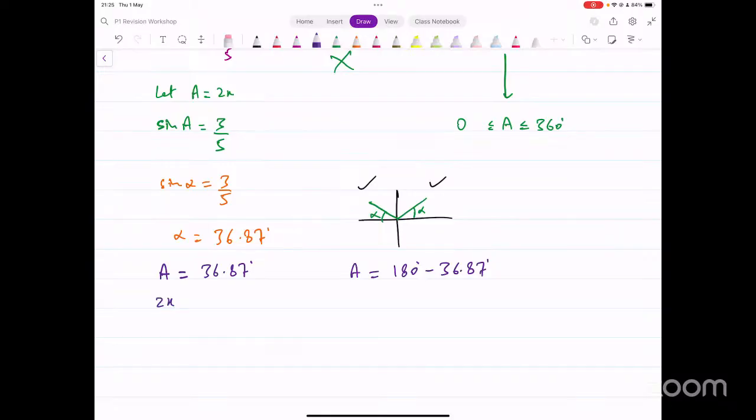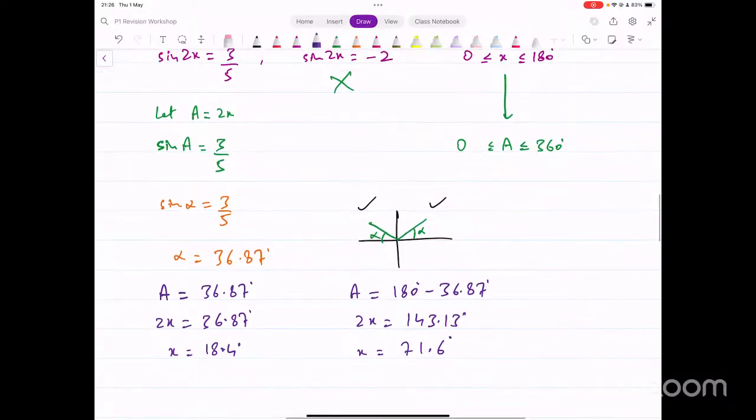Put that substitution back, you get 2x equals 36.87 or 2x equals this, whatever this is, 143.13. And you find the value of x from this: 18.4 from here and 71.6 from here. These are the two possible values of x that we get, and these are final solutions. Make sense?